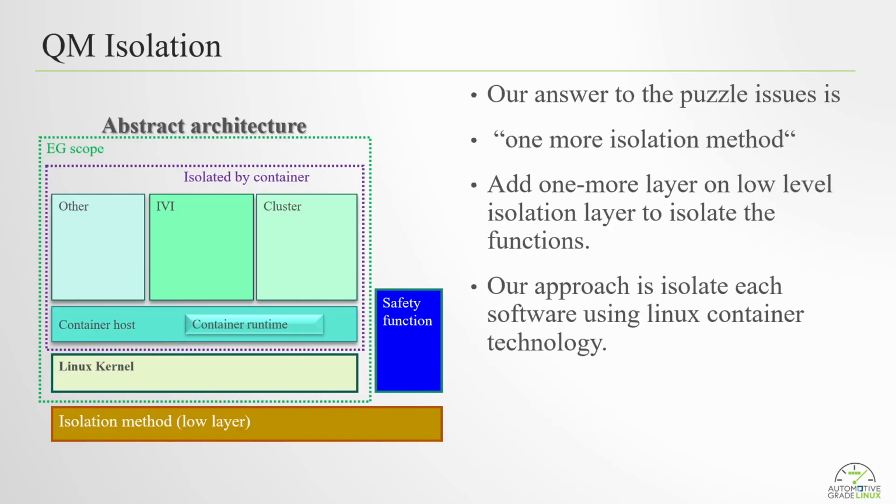Our answer to the puzzle issue is one more isolation method. That means adding one more layer on top of the low-level isolation layer to isolate the functions. This one. So our approach is to isolate each software using Linux container technology. We call this architecture QM isolation.